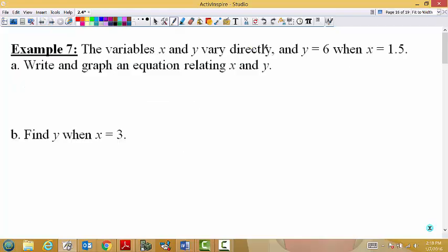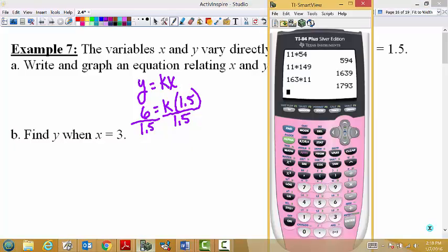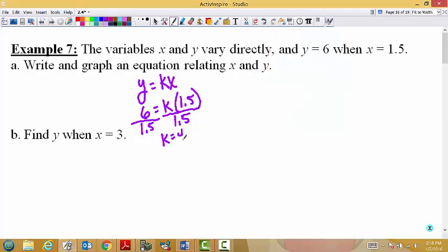The variables x and y vary directly. So from the equation at the beginning, we said that direct variation is y equals kx. That's the formula. And it says y is 6 when x is 1.5. What I'm going to do is solve for k. I'm going to divide by 1.5. 6 divided by 1.5 is 4. So k is 4. So it's y equals kx, y equals 4x. So that's my formula.